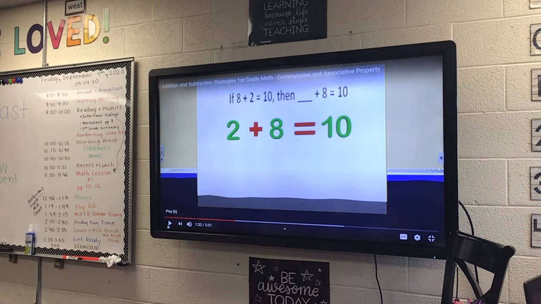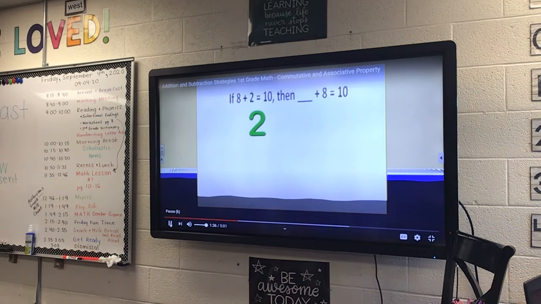2. Two, because look, they just flipped the 2 and the 8 around, and it was 8 plus 2. Now it's going to be 2 plus 8. The missing number is 2. The numbers 8 and 2 were just switched. With the 2 in the blank, we get 2 plus 8 equals 10, and that is true. Great job, kids.